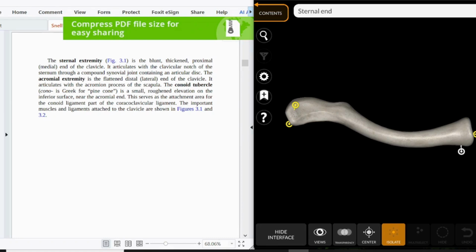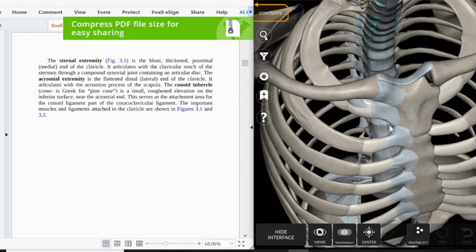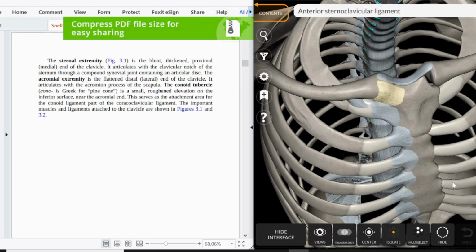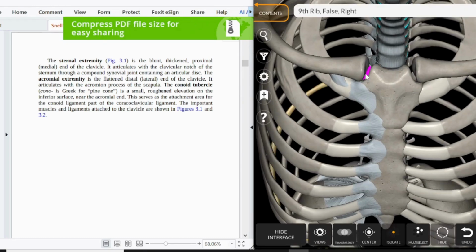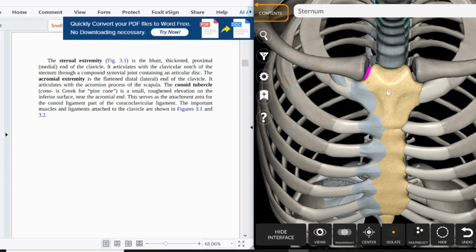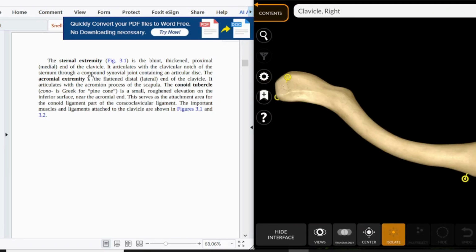It articulates with the clavicular notch of the sternum. If we see the whole picture, you can see it attaches to the sternum, and if we remove these, it attaches to the sternal notch over here. So the sternal end, this rounded, thickened end, attaches over here with the sternal notch. See both sides. Isolate it. It articulates by a compound synovial joint containing an articular disc.